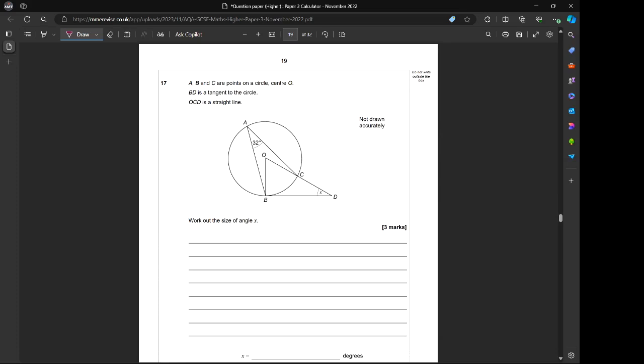Okay, let us try this nasty, classic circle theorem question. A, B, and C are points on a circle, center O. BD is a tangent to the circle. ODC is a straight line. Work out the size of angle X.